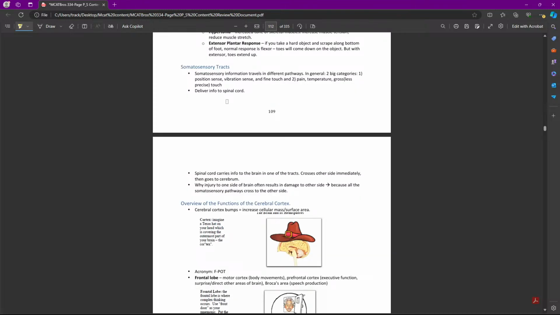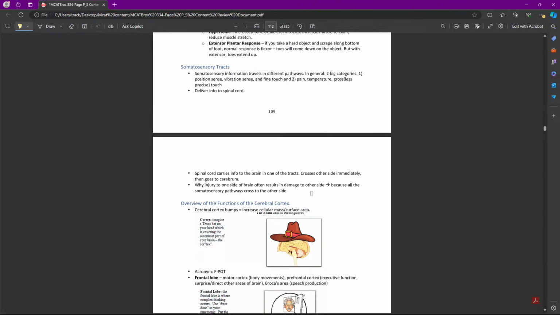So, somatosensory information travels in two different pathways. In general, two big categories. One is position sense, vibration sense, and fine touch, and pain and temperature are the other pathway, which we talked about earlier. They deliver info to the spinal cord. The spinal cord carries info to the brain through one of the tracts, crosses to the other side immediately, then goes to the cerebrum. This is why injury to one side of the brain can also result in damage on the other side, because of the somatosensory pathways.